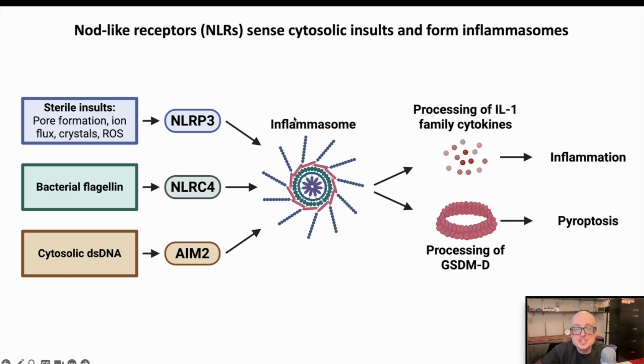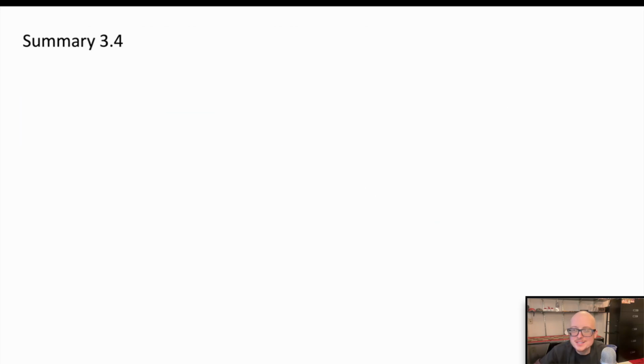So the combination of inflammasome-mediated cleavage of IL-1 family cytokines as well as the induction of pyroptosis leads to a very strong inflammatory response downstream of the activation of NOD-like receptors. And so these are some of the most inflammatory pattern recognition receptors that can be activated. Okay. So that was the last pattern recognition receptor that I wanted to introduce in this lecture. So let's just summarize the 5 types that we just went through.